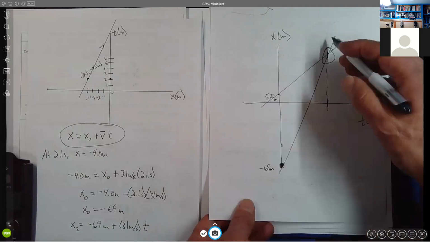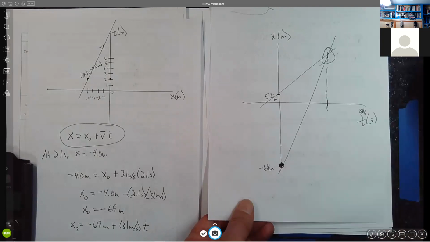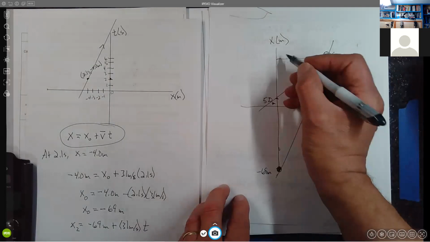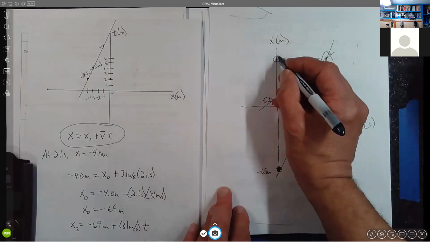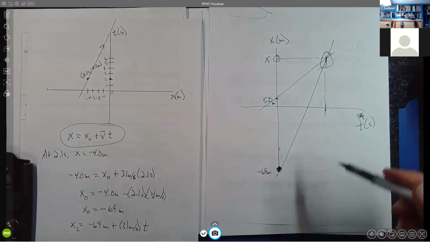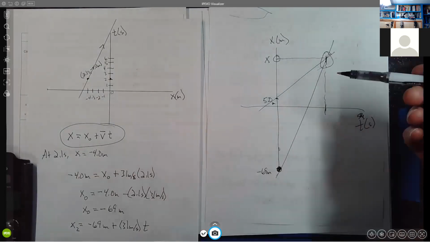And so I've got an equation for x as a function of t for the two cars. And what I know is that where the second one overtakes the first, they'll have the same x position. And so I just set their two equations for x equal to each other.